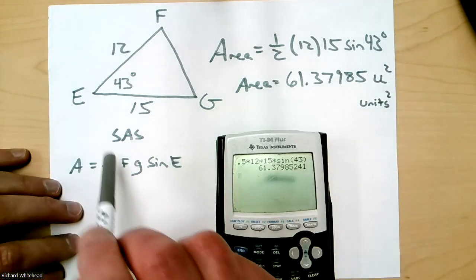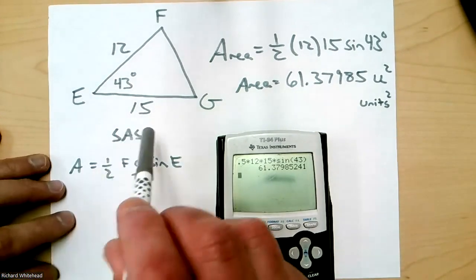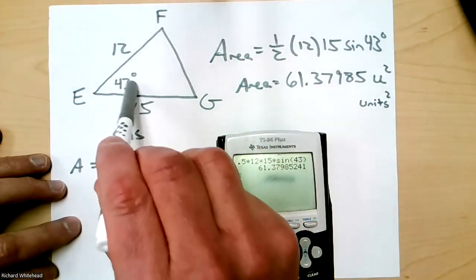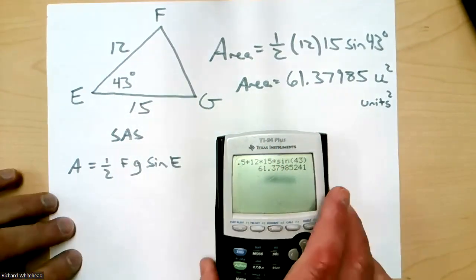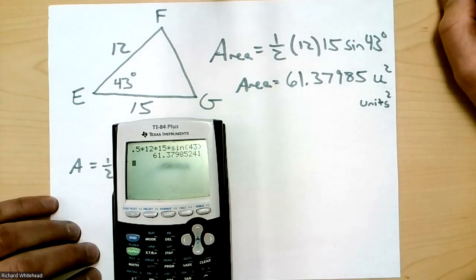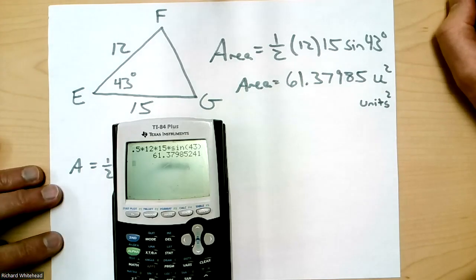So the area when you've got SAS, but you have to make sure you at least have SAS. So you might have to find a missing side or a missing angle in order to get the SAS situation, because that's going to happen on some of the worksheets, okay? But anyway, no big deal, all right? No big deal. The other one we're going to do is a little bit more complicated.